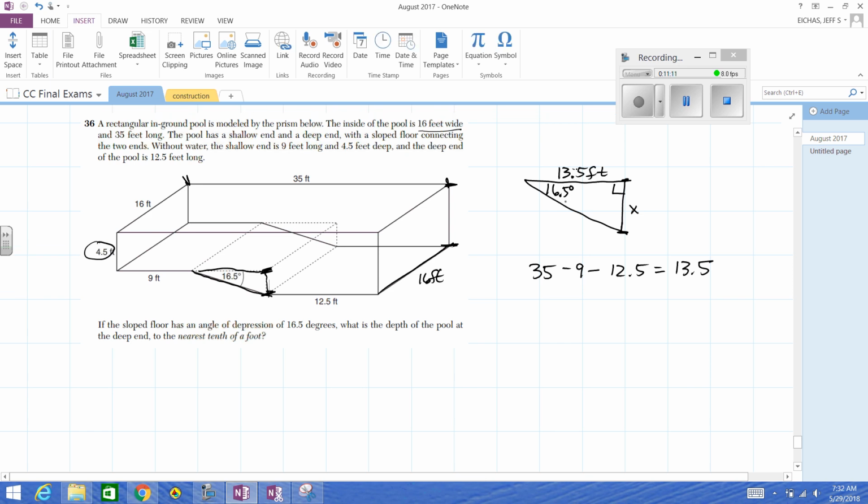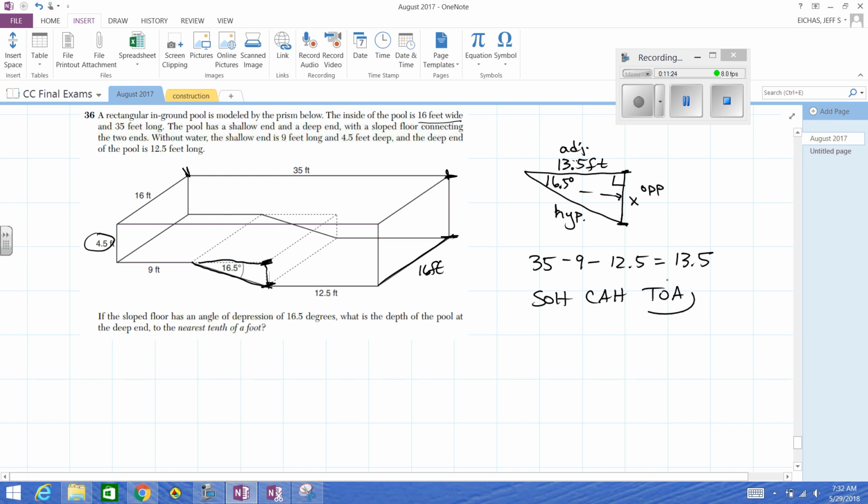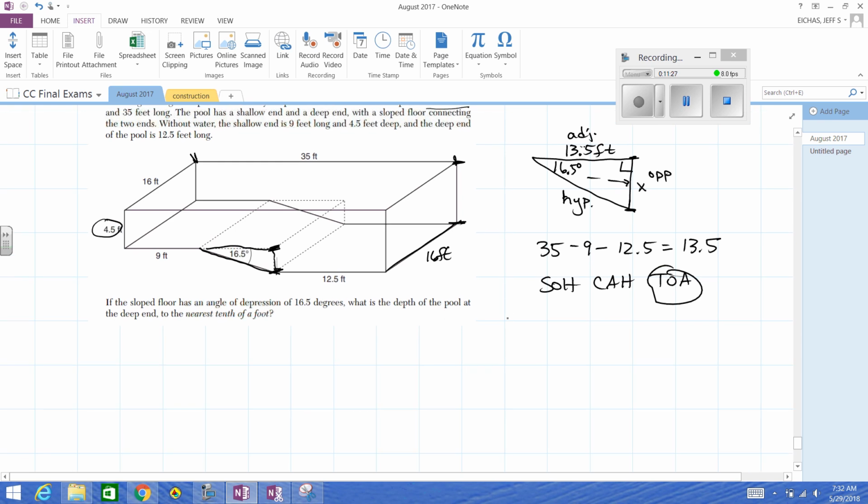Now, compare this angle. The side's opposite. That leg is adjacent. This one's the hypotenuse. So write down the acronym. Opposite over adjacent, that's tangent. So we're going to use tangent. Tangent of 16.5 degrees should be the opposite over the adjacent side. I usually change this to a decimal, 0.2962 and some other stuff, over 1 is the same as x over 13.5.